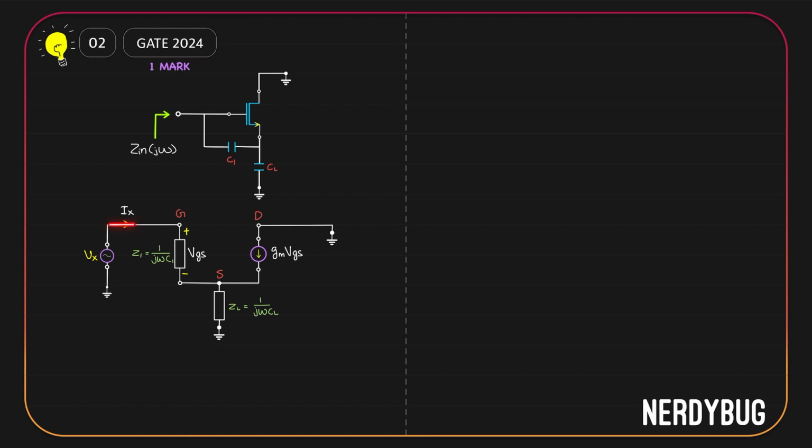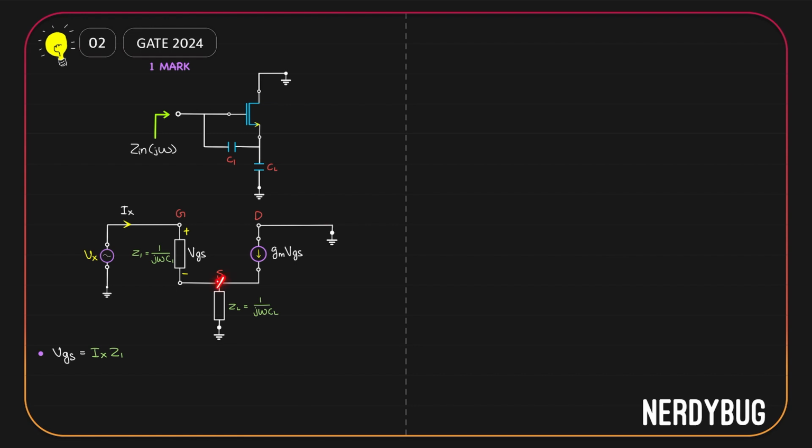Now current Ix flows through Z1 like this. So the potential drop across Z1 is Ix multiplied by Z1. But the potential drop across Z1 is also VGS. So we can write VGS is Ix multiplied by Z1.